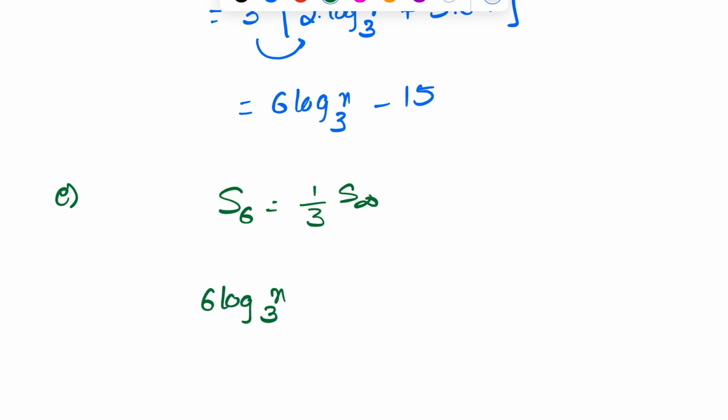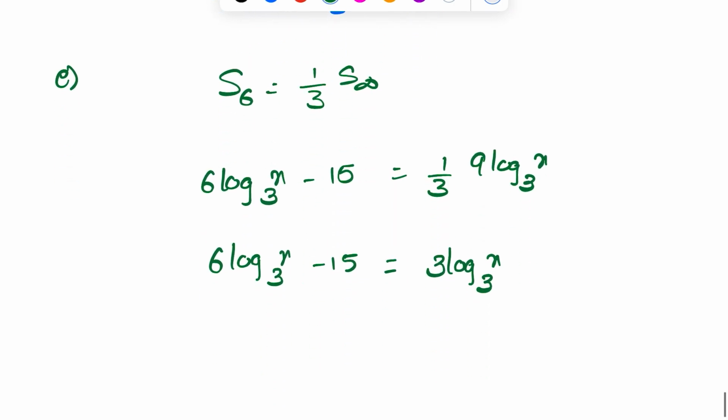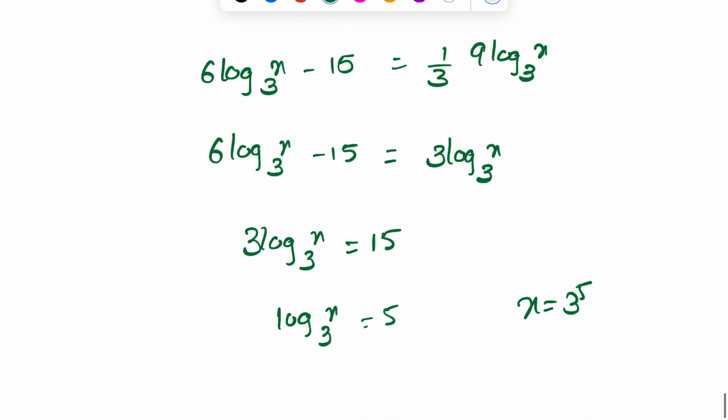6 log x to the base 3 minus 15 equals 1/3 of 9 log x to the base 3. So 6 log x to the base 3 minus 15 equals 3 log x to the base 3. So 3 log x to the base 3 equals 15. So log x to the base 3 equals 5. So x equals 3 power 5. So what is the value of x? 3 power 5. That's question number 30.